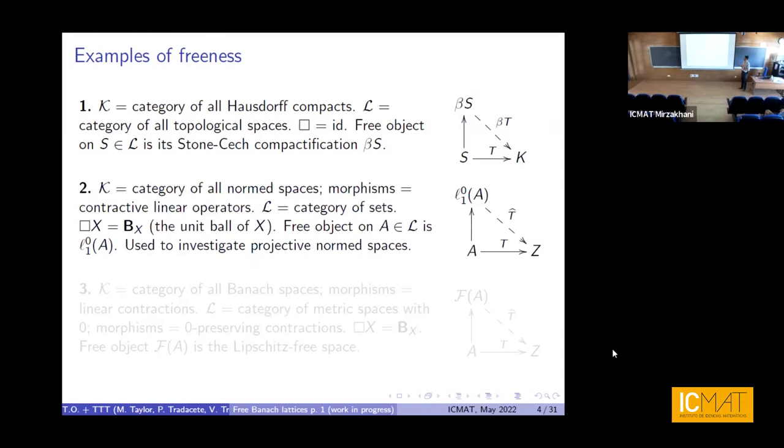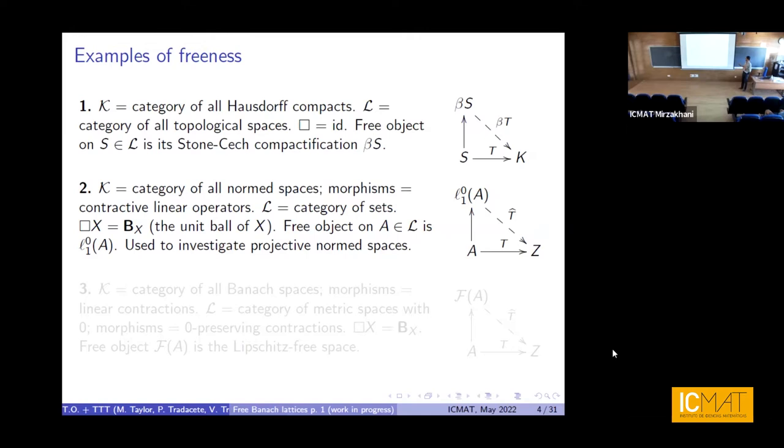Another situation looks a little bit artificial, but it actually does come up in functional analysis. So let's say script K is the category of all normed spaces with morphisms being contractive linear operators. Let's say further script L is the category of sets, and the functor is a forgetful functor which takes a normed space into its unit ball. And then, what should be the property of a free object? Well, we take a map from A to some Banach space, or maybe to the unit ball of some Banach space Z.